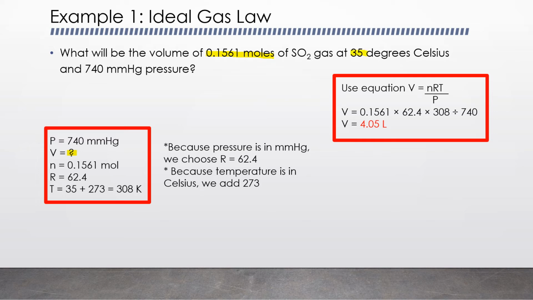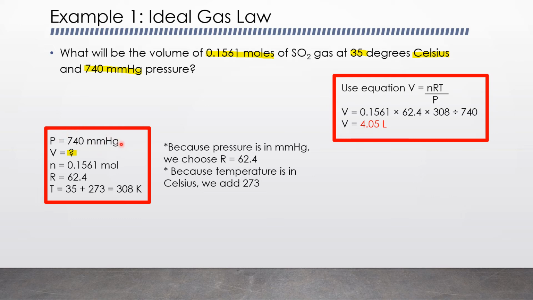Now, remember, your 35 degrees Celsius cannot stay as Celsius because the temperature has to be in Kelvin. We have to add 273 to get it into Kelvin. So we're going to use the temperature of 308 Kelvin instead of 35 degrees Celsius. And then it says our pressure is 740 millimeters of mercury. Okay, so we're going to go ahead and plug that in to pressure.